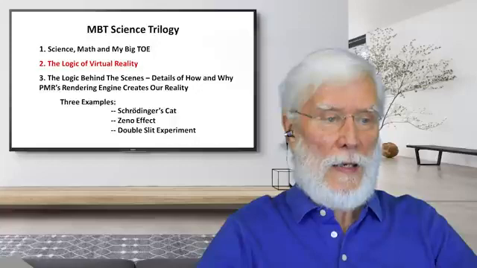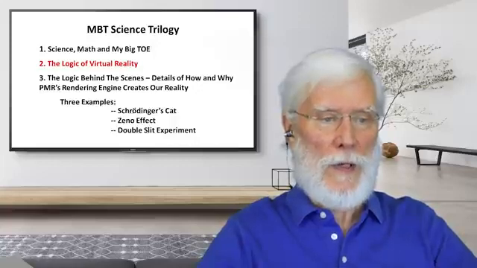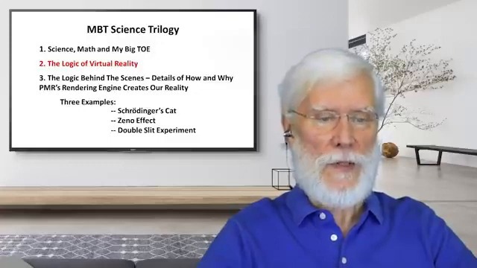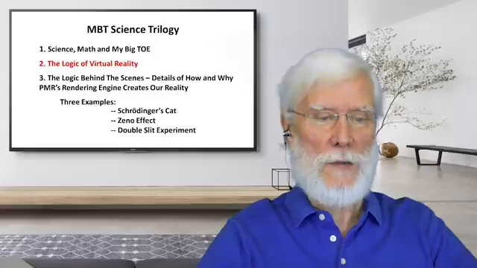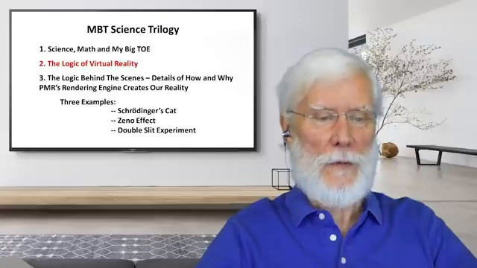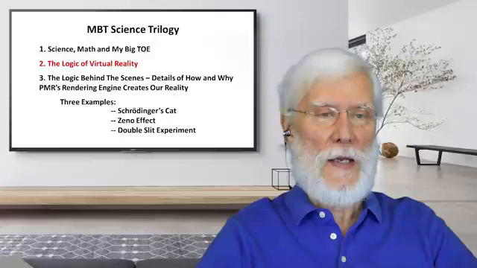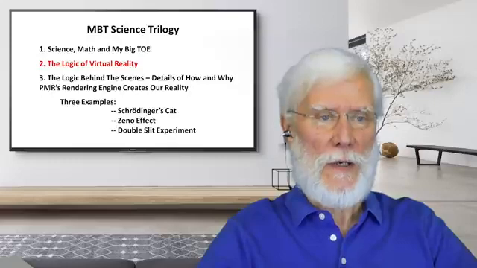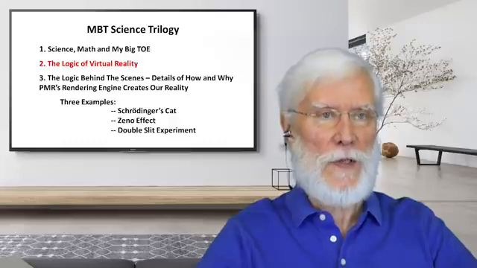Then later, we're going to do part 3, which is going to be the details of how the rendering engine renders this virtual reality. So you'll find out how Schrodinger's cat gets along in his cage with that terrible doomsday device in there that provides poison, how he survives and how well he does it. And you're going to go through the double slit experiment with me. We're going to look at the details, in other words, behind the scenes at the rendering engine, how is it done? Another way of saying this is we're going to look at the fundamentals of reality, the fundamentals of physics.